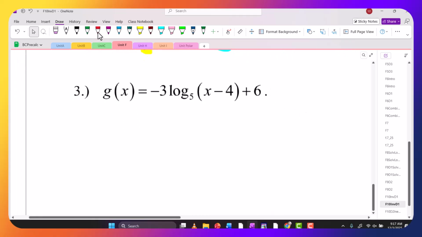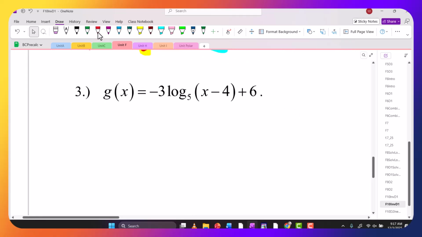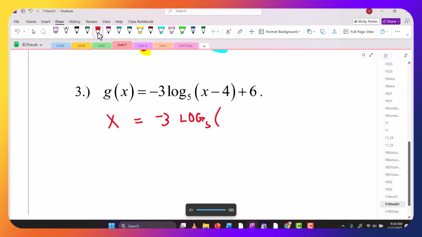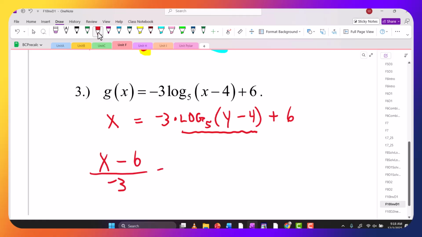Okay, so finding the inverse of this logarithm. When I say inverse, you say, and then this is y minus 4 plus 6. And then what you got to do is isolate this. So I have a plus 6 and multiply by negative 3. So I'm going to subtract 6 and divide by negative 3. And feel free to leave that as such.